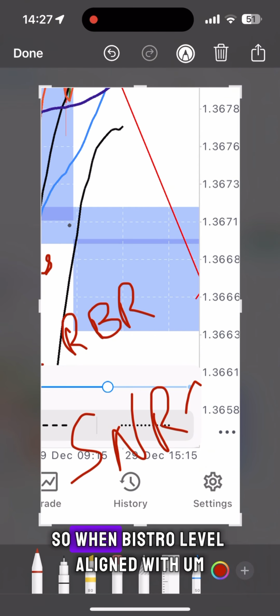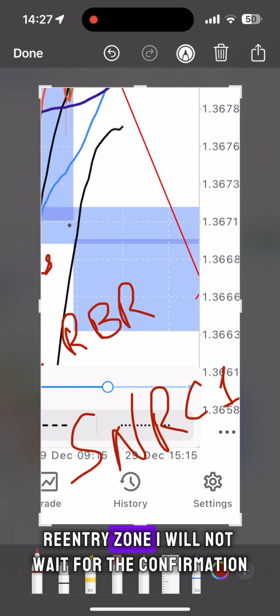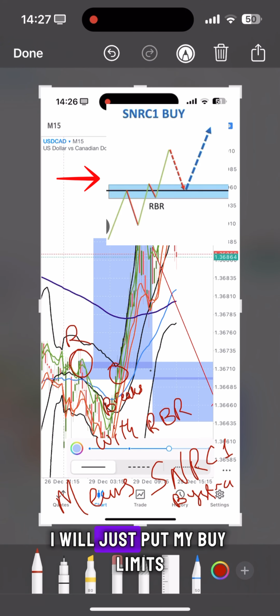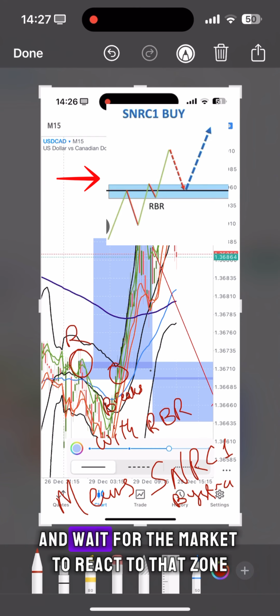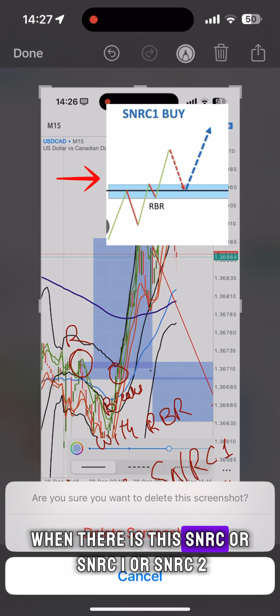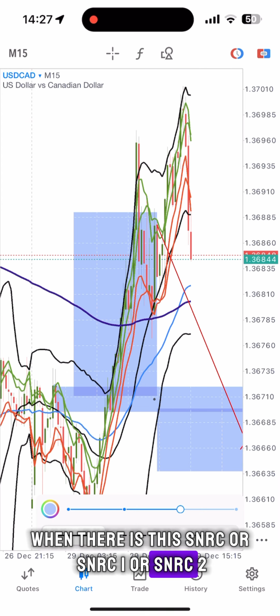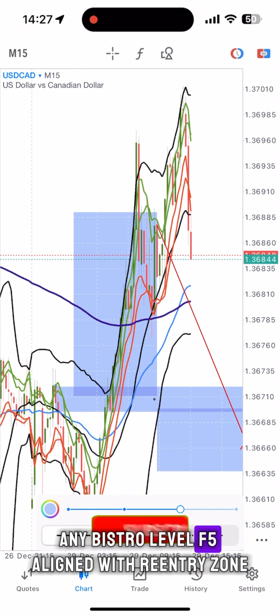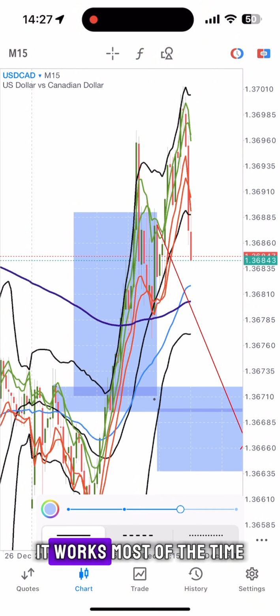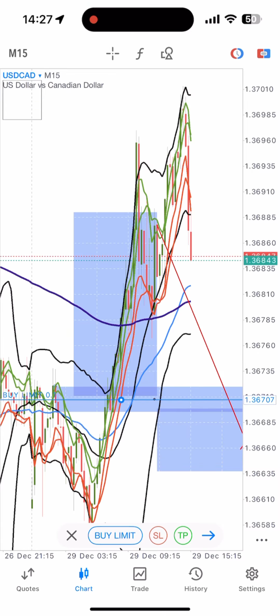So when Bistra level aligned with re-entry zone, I will not wait for the confirmation according to BBMA confirmation. I will just put my buy limits and wait for the market to react to that zone, because I'm very confident that it works when there is this SNRC or SNRC1 or SNRC2 and in Bistra level F5 aligned with re-entry zone, it works most of the time.